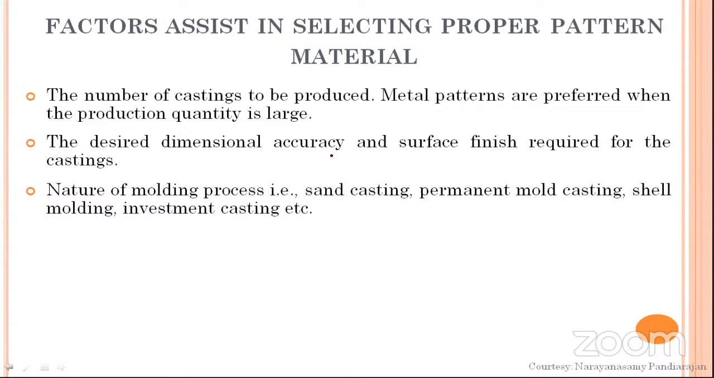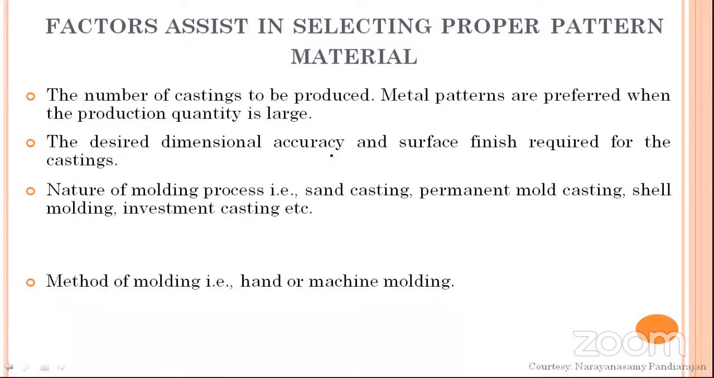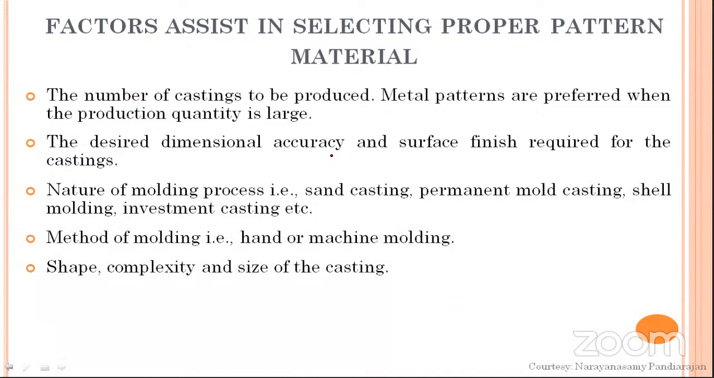So again, the selection of pattern material depends on these factors: the number of products that you want to produce, how much dimensional accuracy and surface finish you require, and the kind of molding, whether you are going for sand casting or shell molding or investment casting, which casting process you are choosing. And finally, the shape, size, and complexity of the casting. All right. So these are the factors on which the pattern material depends.